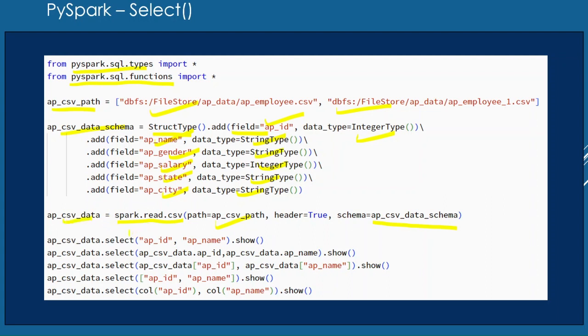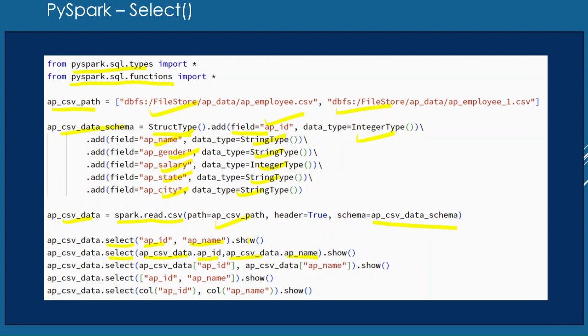Once the data frame gets created, we are going to see how many ways we can select columns. This is the first way: on the data frame, use the select function and pass all the names of the columns which we want to select in double quotes. The second one is to use the select function, then the data frame name, then the column name.